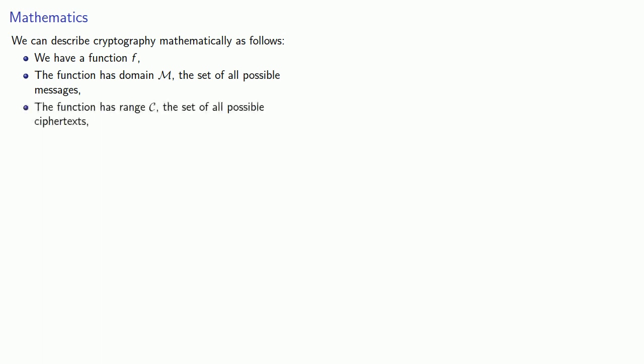We can describe cryptography mathematically as follows. We have a function f. The function has domain M, the set of all possible messages. The function has range C, the set of all possible ciphertext. And the function has an inverse, f inverse. And so we can describe the encryption process as our ciphertext message is the function applied to the plain text message.